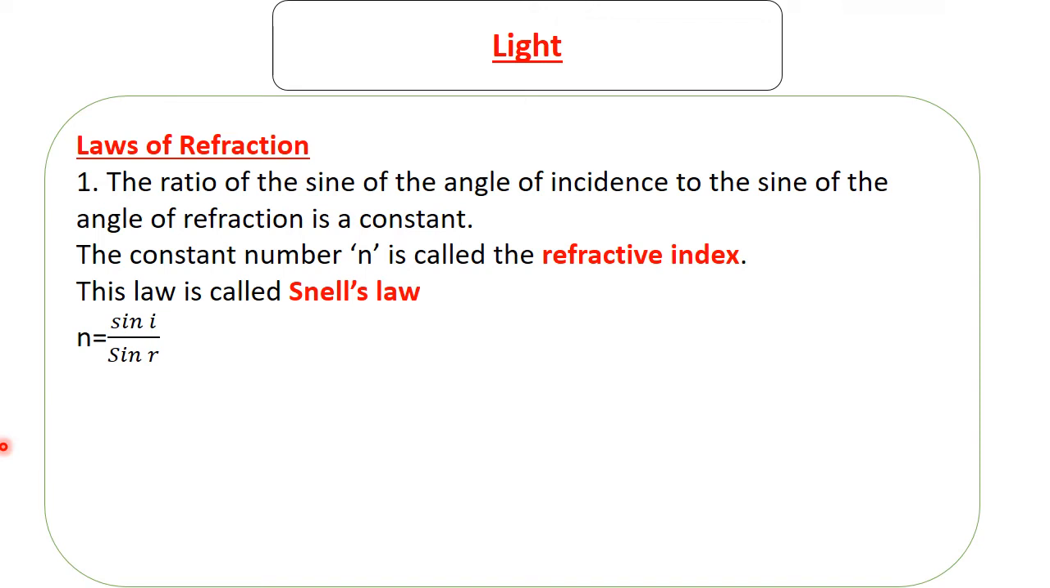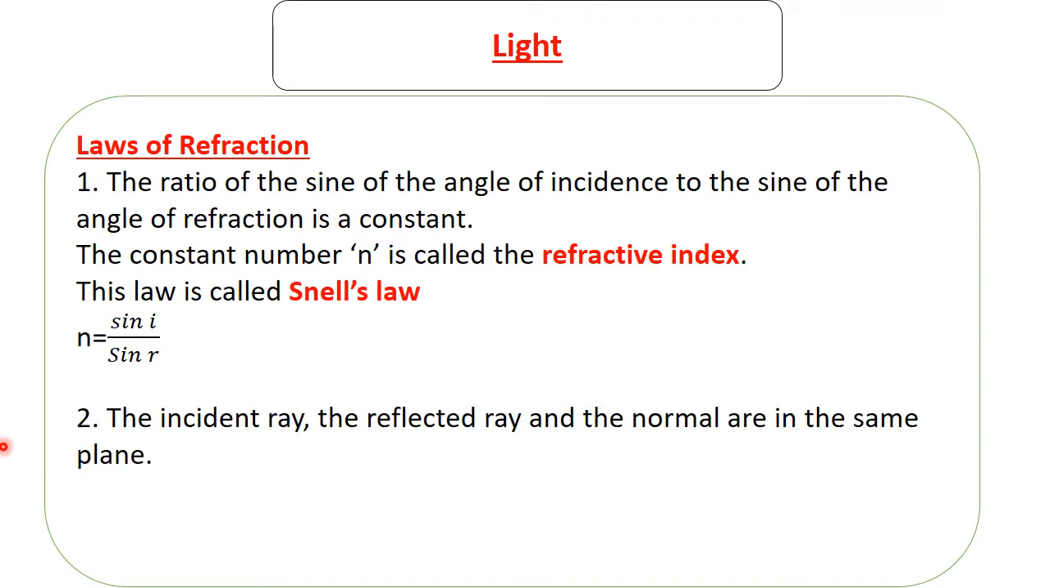The second law is just like the second law of reflection, which talks about the incident ray, the refracted ray, and the normal, which are always in the same plane.